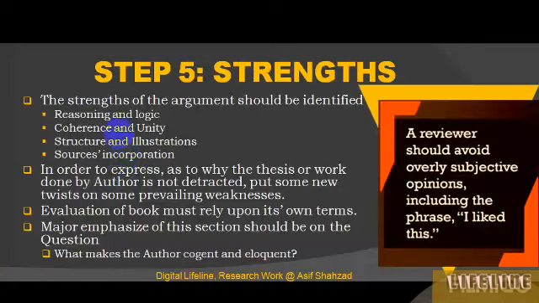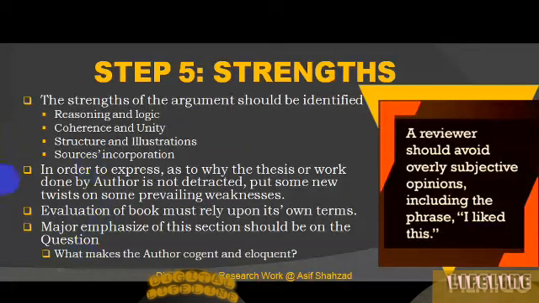So what you need to do next, in order to express why the thesis of the book is not detracted, is put some new twist on some prevailing weaknesses. You have to strengthen the weaknesses that are not affecting the book or its overall impression of strength, through some twisting. What you have to do next is that the evaluation of the book must rely on its own terms.